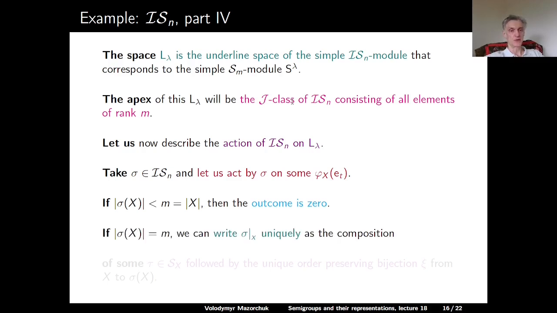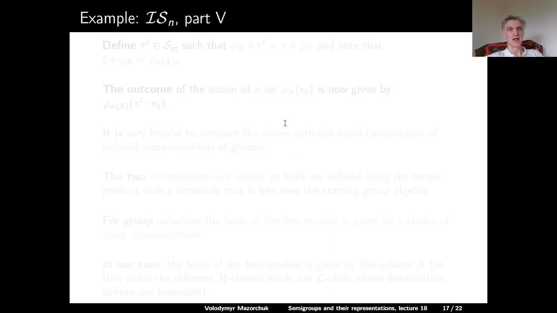If the cardinality of sigma of X is equal to m, then we can restrict sigma to X, and we can write this restriction uniquely as the composition of some permutation tau in S X, followed by the unique order-preserving bijection xi from X to sigma of X. Let us define tau prime, an element in the symmetric group Sm underlined, such that phi of X after tau prime is equal to tau after phi of X. And note that xi after phi of X is equal to phi of sigma of X.